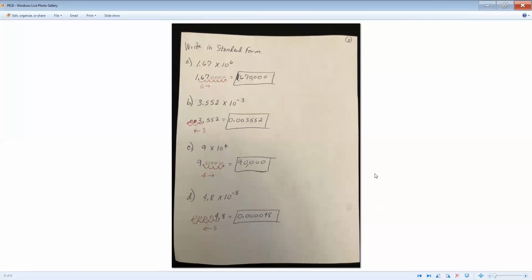And then we're going to go the other way with it. Write the numbers in standard form. They're in scientific notation. Then we want to convert them to standard form. So we reverse the process.